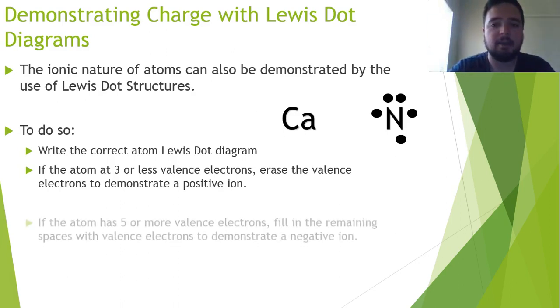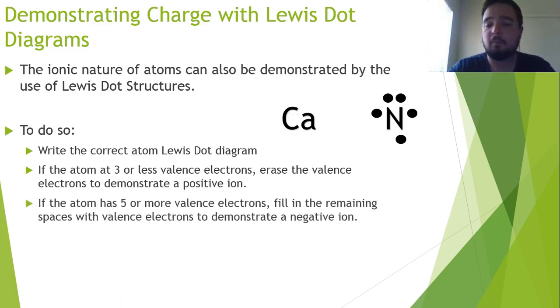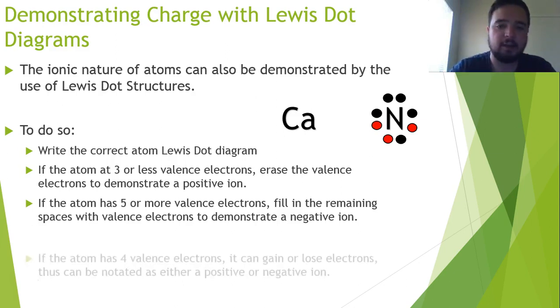It's becoming a cation. If it has 5 or more, you fill in the remaining spaces that have no paired electrons to make it an octet. And that demonstrates that it's gaining electrons, therefore it's making a negative ion.